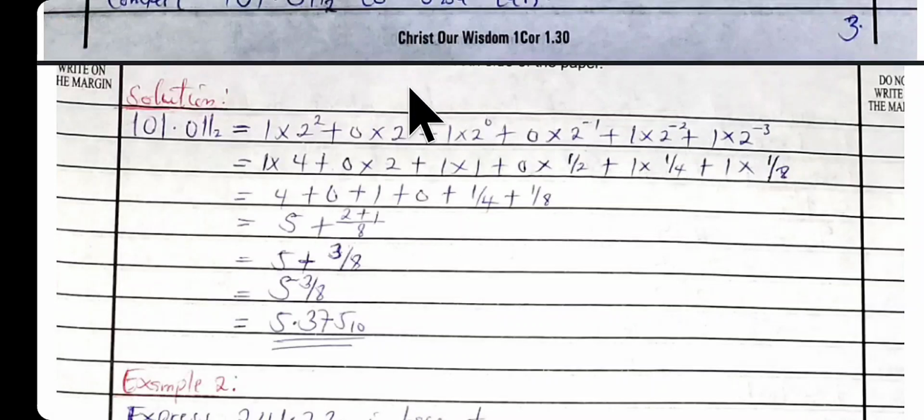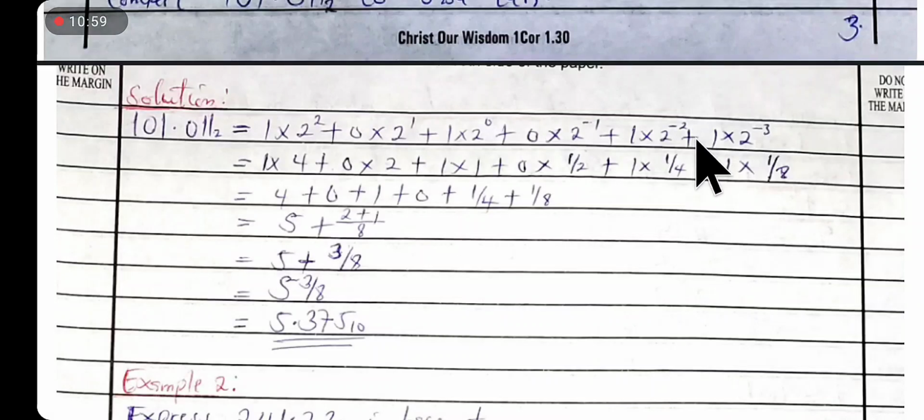So by the time you are done like that, you start solving this, expanding it. This is equal to 1 times 2 raised to power 2, which is 4, plus 0 times 2 raised to power 1, which is 2, plus 1 times 2 raised to power 0, which is 1, plus 0 times 2 raised to power minus 1. Of course, 2 raised to power minus 1 means 1 over 2. The minus there means over. Okay, plus 1 times 2 raised to power minus 2.